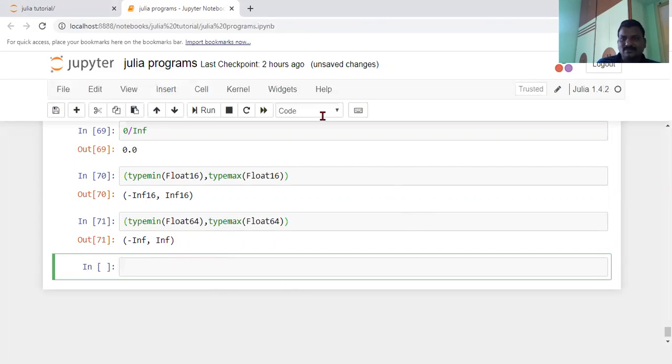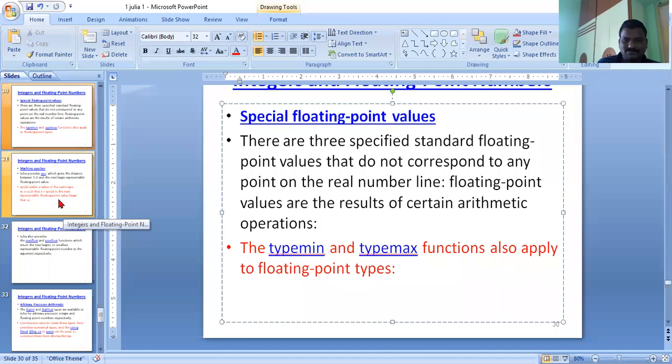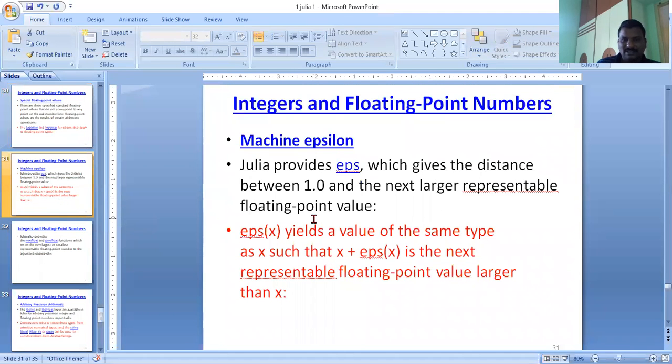Next, another very important concept is the machine epsilon. What is the machine epsilon? Julia provides an epsilon, which gives the distance between 1.0 and the next larger representable floating point value. It represents the distance value.